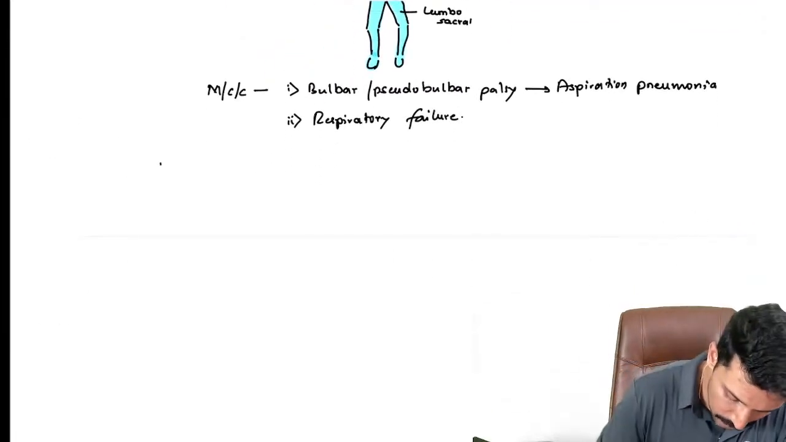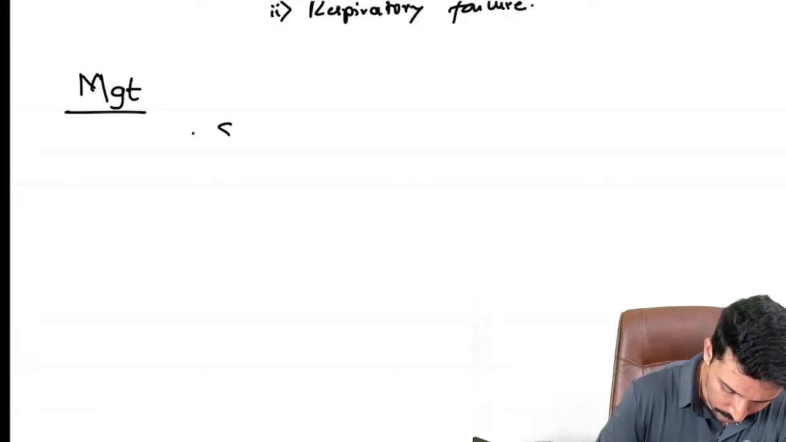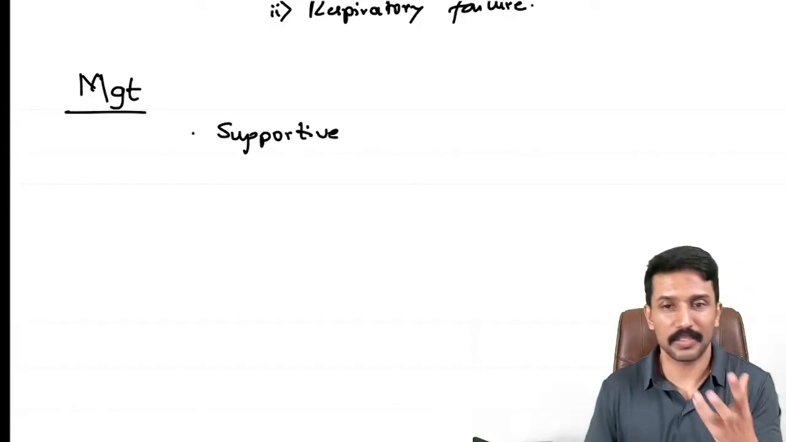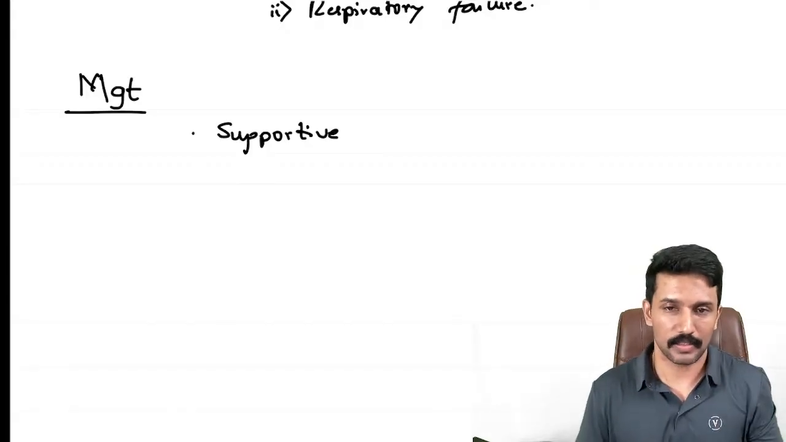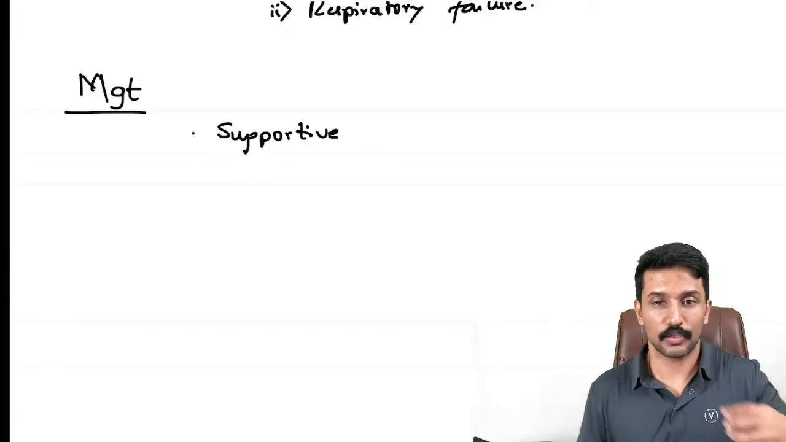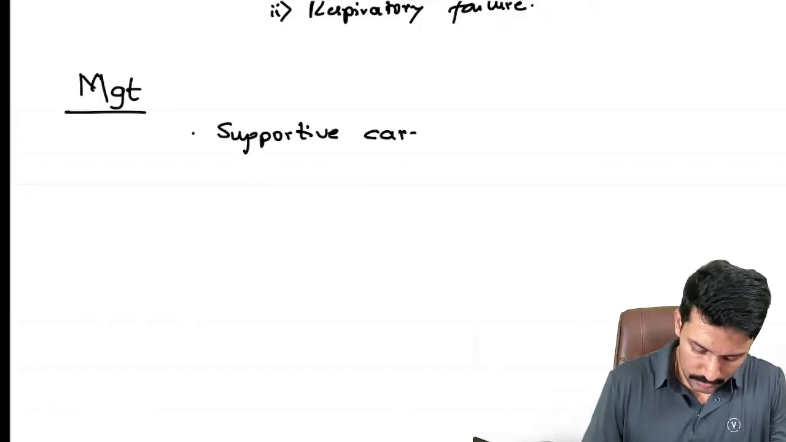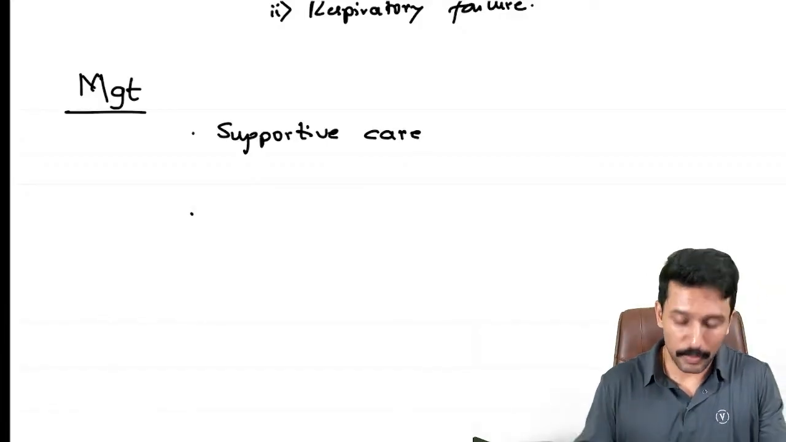So when it comes to the management, unfortunately, supportive management is important. I'm not going to list the features that we do in supportive management. Basically, speech is difficult, so we'll give a voice synthesizer. Aspiration pneumonia risk is there, so we will do a PEG tube. Those are the basic things, right? Supportive care is there.